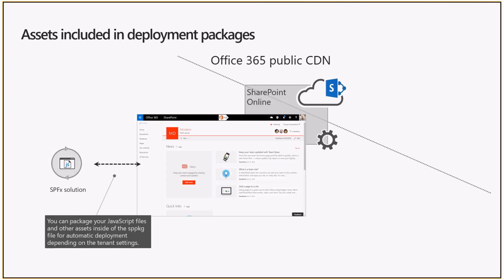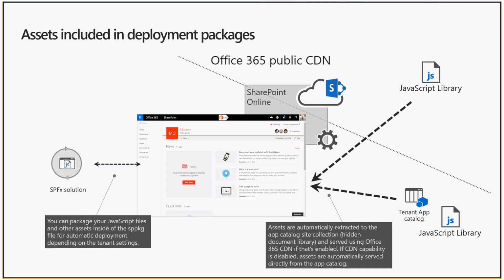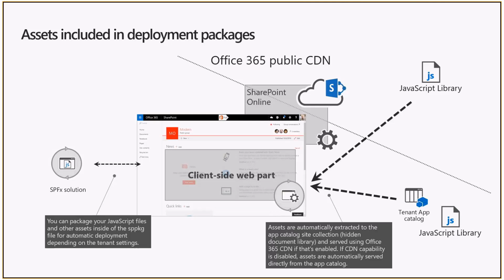So now when we deploy the SPPKG file to your Office 365 tenant or your SharePoint Online tenant, depending on your Office 365 CDN settings, the files and JavaScript files, which are then used in the pages, are automatically being served from the Office 365 public CDN, if the CDN is enabled. If the CDN is not enabled, we'll dynamically update the URLs to point directly to the assets in the tenant app catalog site collection. So the whole thing is happening automatically depending on the tenant level settings.